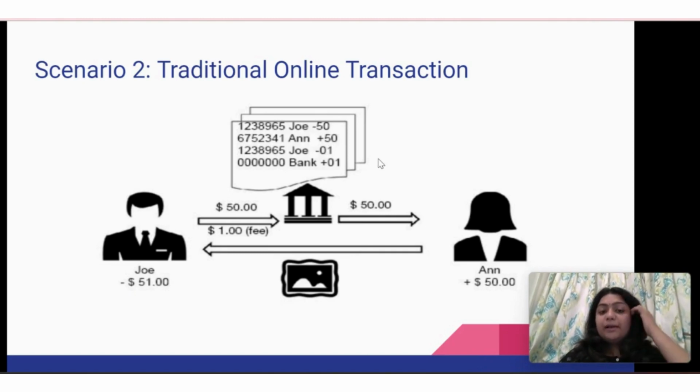So in this, as we can see, Joe is paying $50 plus $1 as the fee, that is $51, to the bank. The $1 is taken by the bank and it returns $50 to Anne. Then Anne sends the picture to Joe. So this is an online transaction.